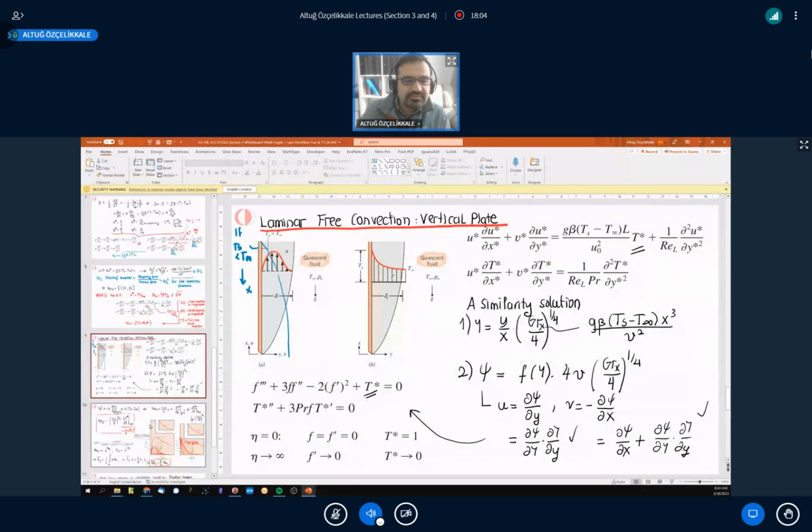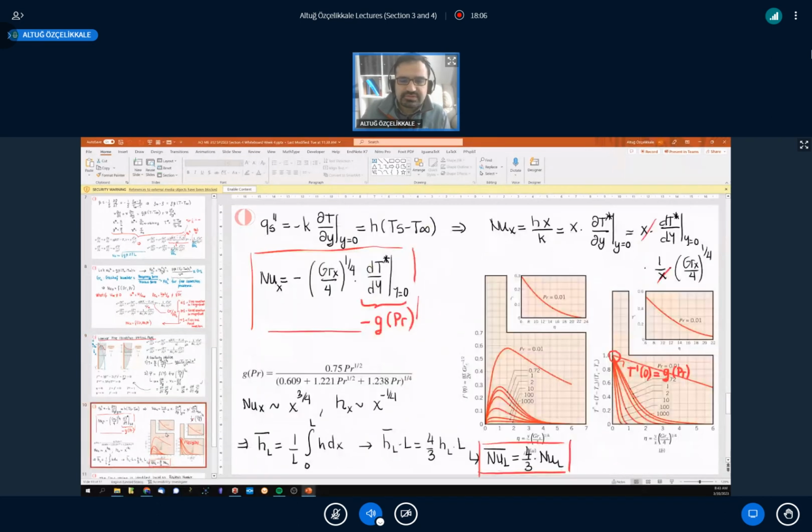All right, and then we obtained this solution right over here. And Nusselt number, this is the local Nusselt number. The average Nusselt number would be 4/3 times the local Nusselt number up until the corresponding position. And the solution, we described the solution in terms of graphics, right? So this is the shape of the velocity boundary layer, and that's the shape of the thermal boundary layer.